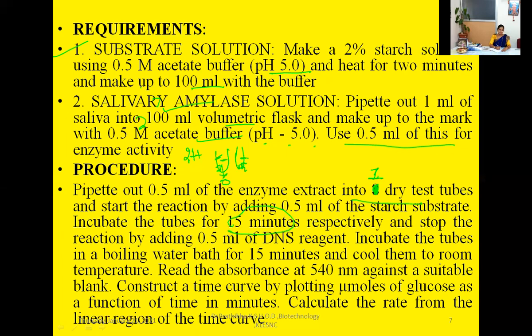After 15 minutes, stop the reaction by adding 0.5 ml of the DNS reagent to both test tubes, the first at 0 minutes and the second at 15 minutes. Incubate the tubes in a boiling water bath for 15 minutes and cool them to room temperature. Read the absorbance at 540 nanometers against a suitable blank. Then construct a time curve by plotting micromoles of glucose as a function of time in minutes, and calculate the rate from the linear region of the time curve.